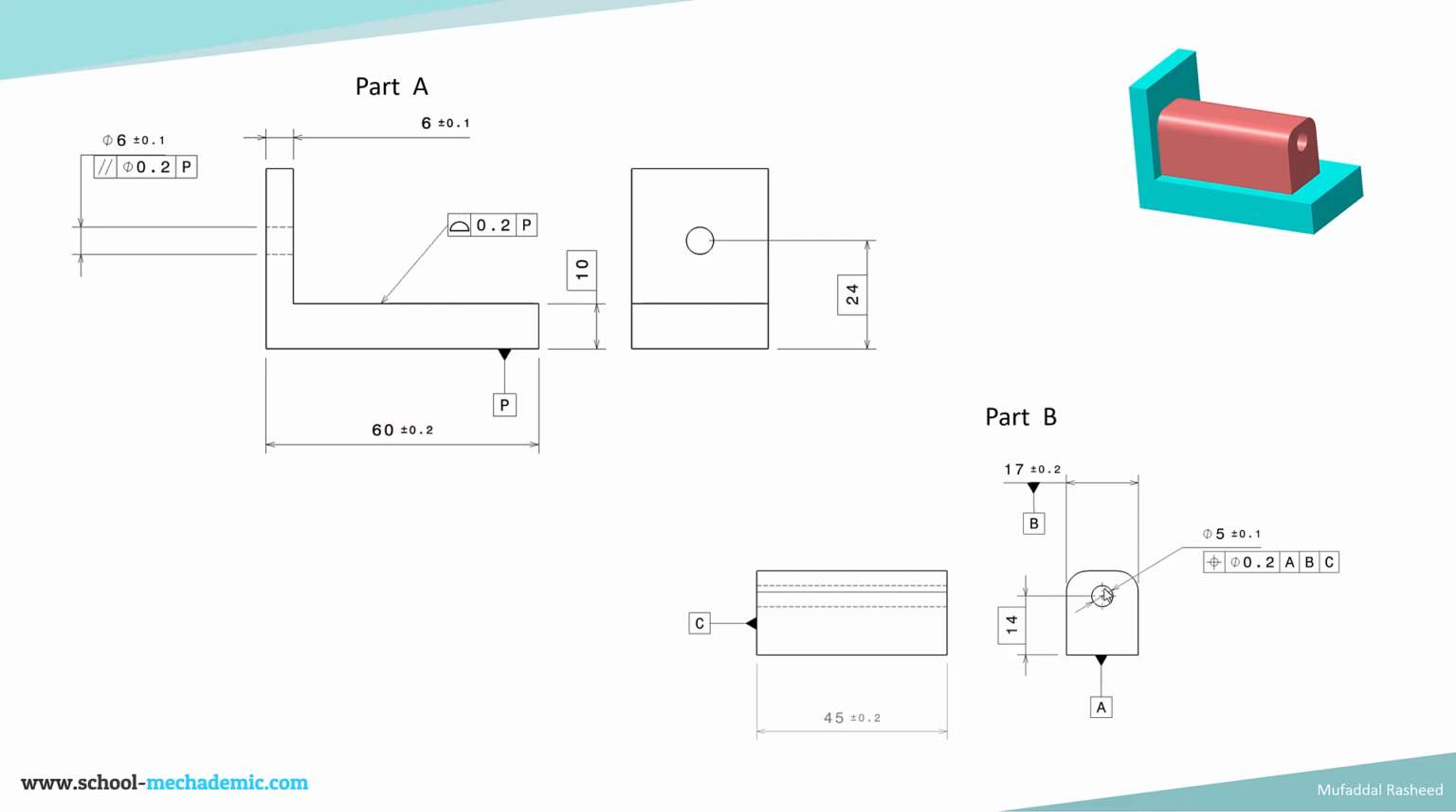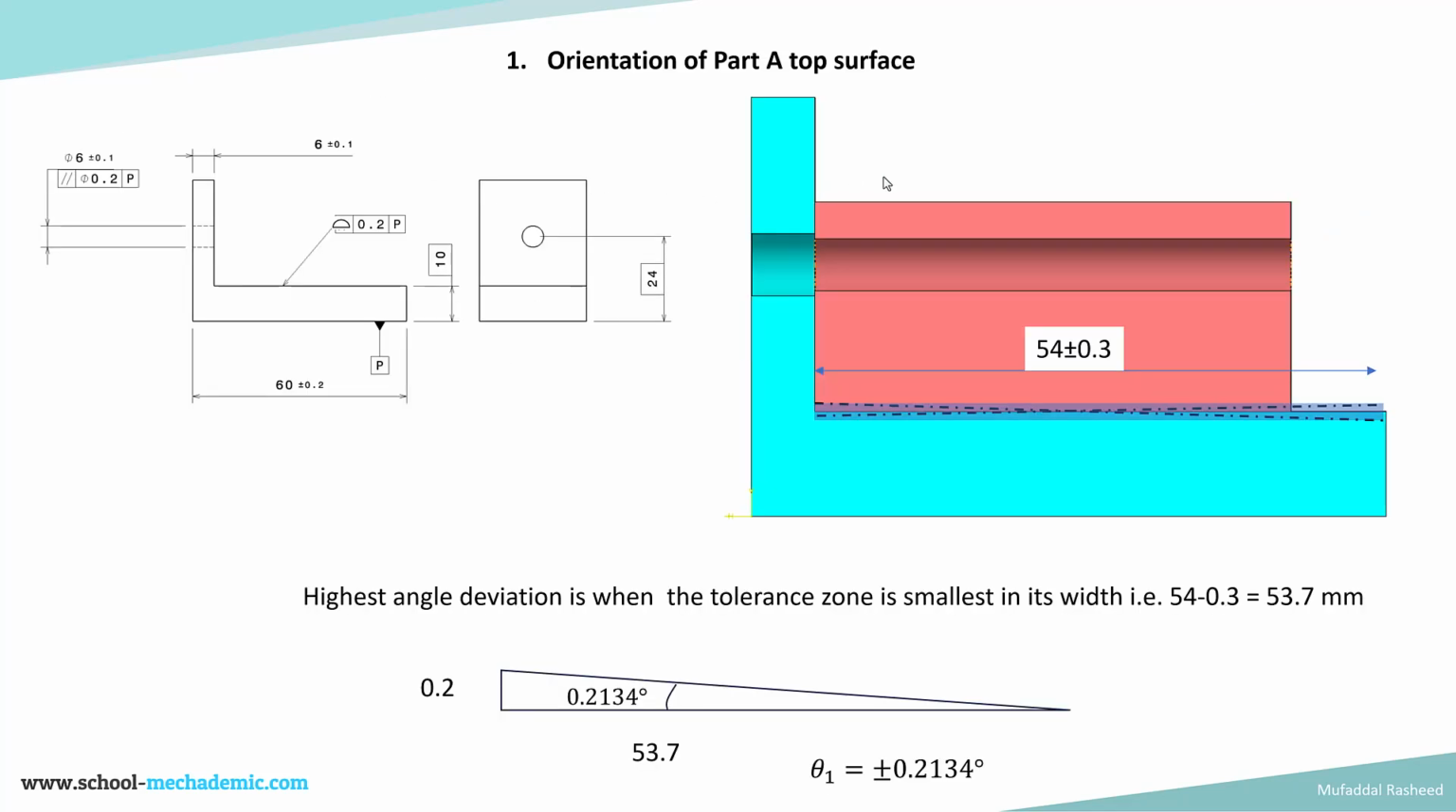So the position control of this hole automatically controls the orientation as well. Position means that orientation and position are both being controlled, and since we are considering negligible position deviation, we are only focusing on the orientation deviation. Now let's calculate the first form of angular deviation, which is the orientation of the part A top surface, which is this surface.